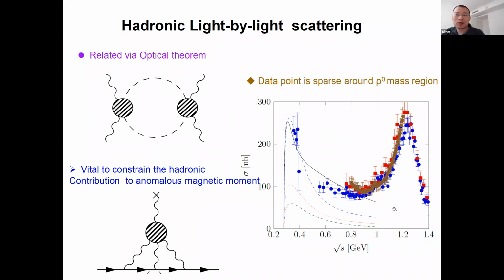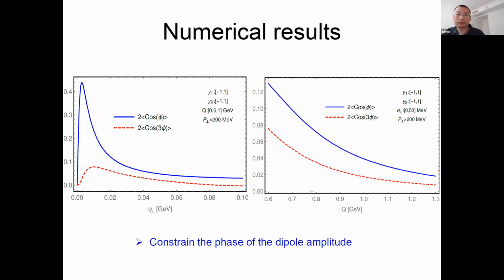The existing experimental data for dipion electromagnetic production is shown on this plot. One can see that there's not much constraint around the Rho resonance peak. So this is the precise region where we can look into in UPC processes at RHIC. So this is a numerical result.